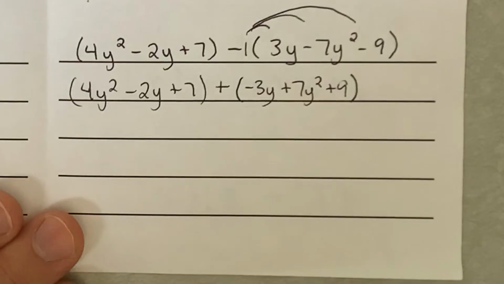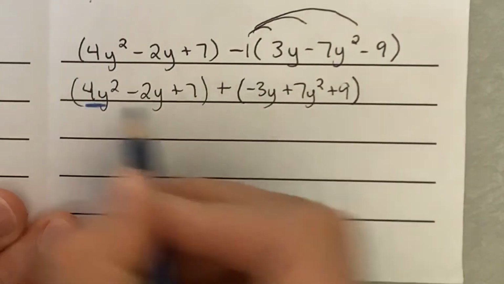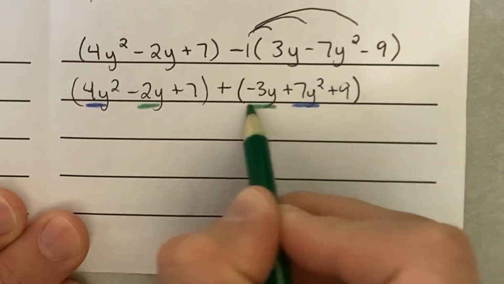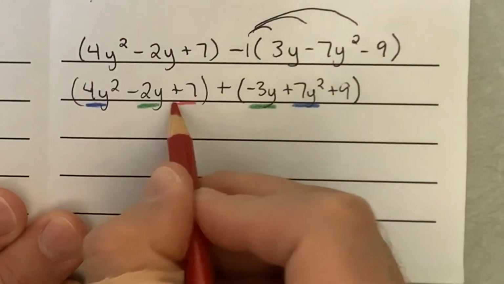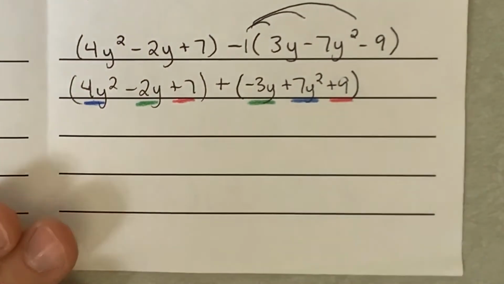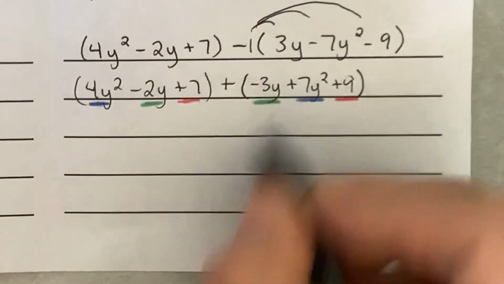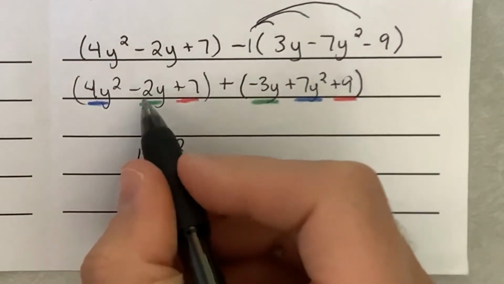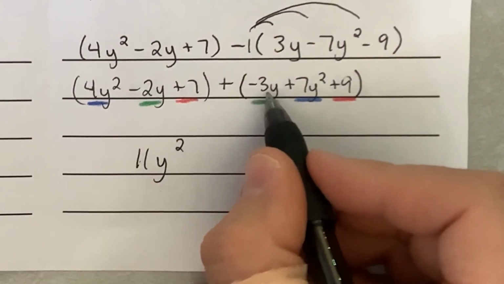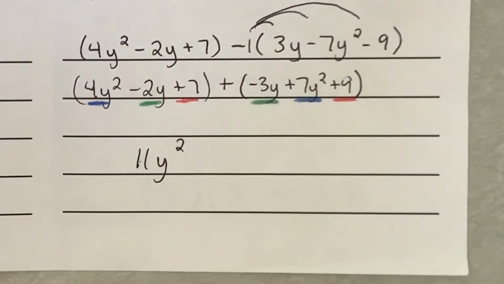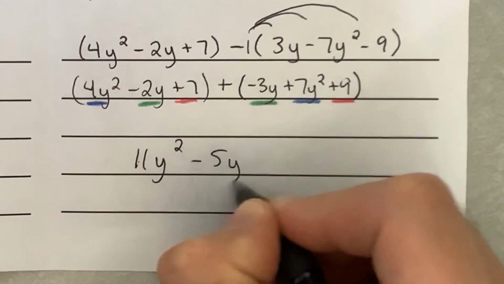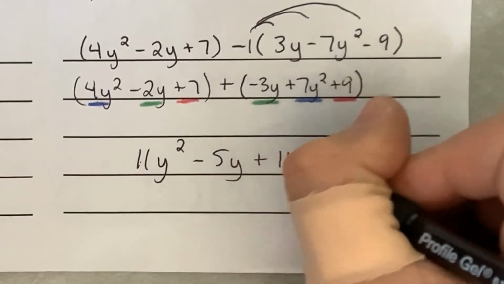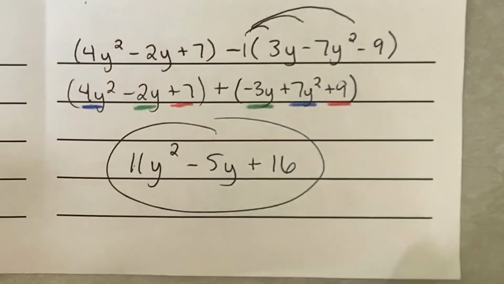So I'm just gonna combine like terms, just like I did. I got my y squareds. I got my y's. And I got my just numbers. And I'm going to combine these like terms. 4 plus 7, well, that's gonna go ahead and give me 11y squared. -2 minus 3, or -2 plus -3. Either one, you'll get the same answer, -5y. And then finally, 7 plus 9, 16. That is my final answer.